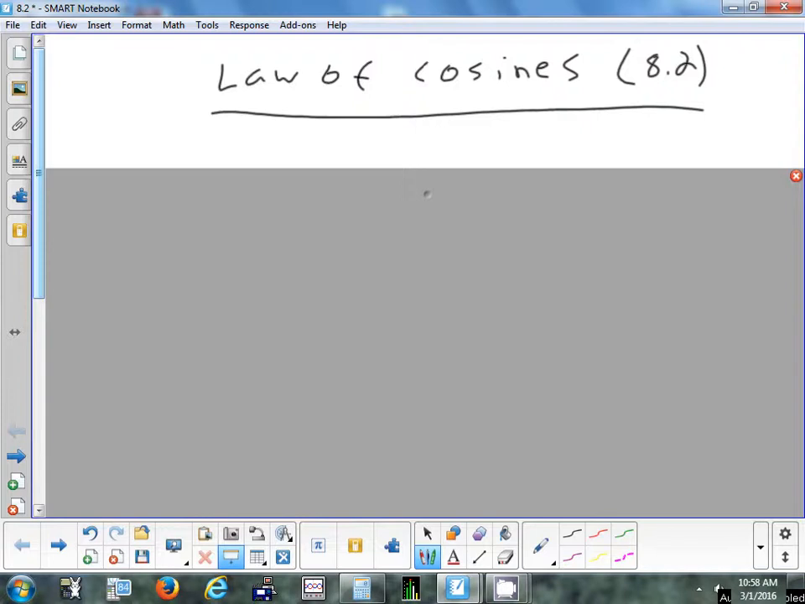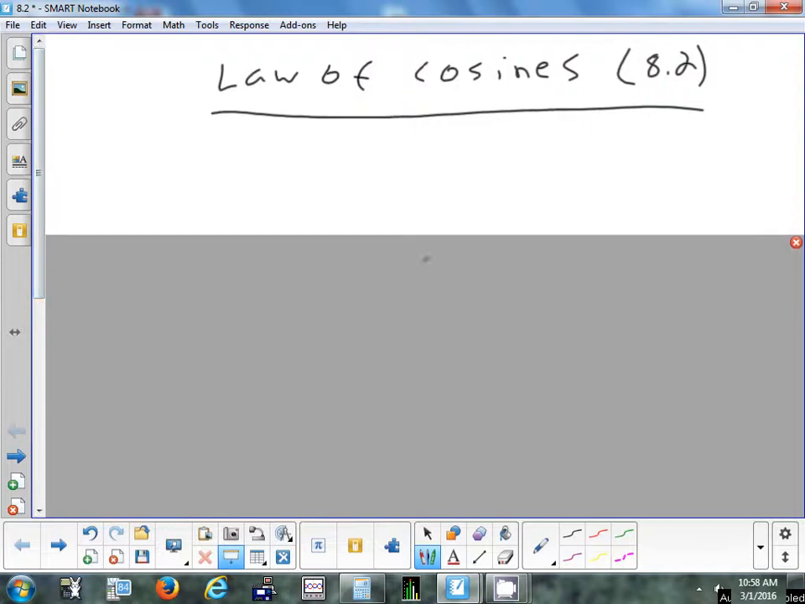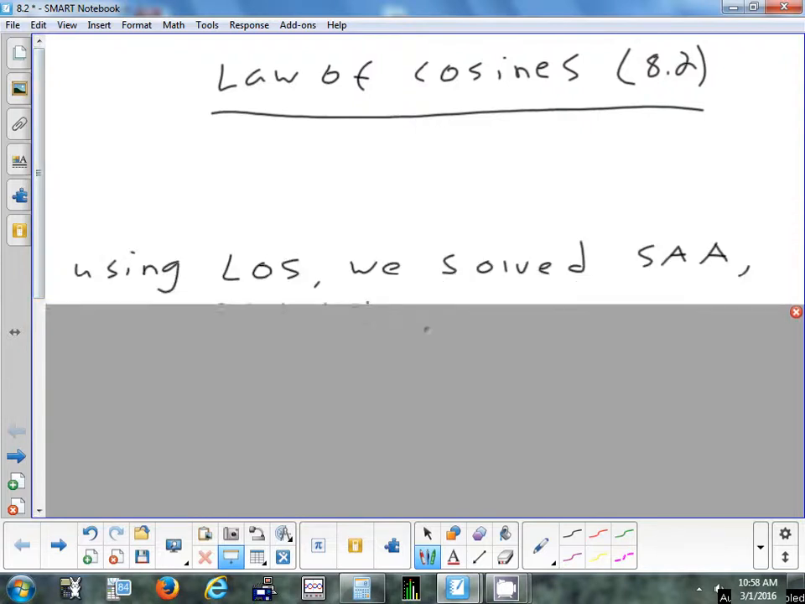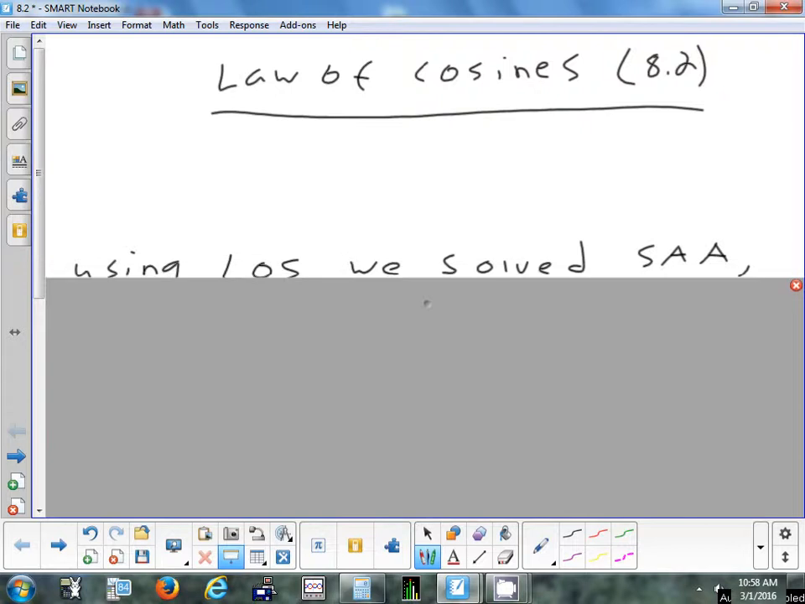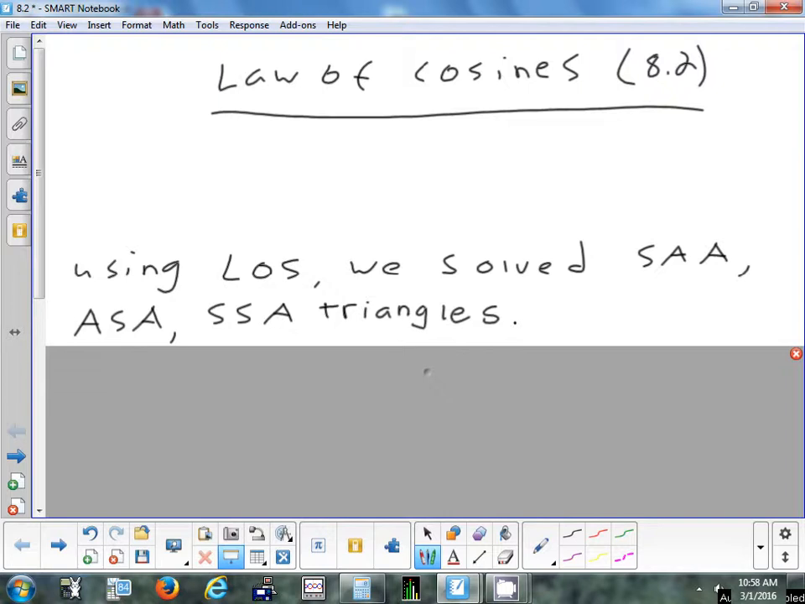Brian? I believe there was SSA and, I'm trying to think, is it ASA was one? Yep. And then SAA. Okay, so those were the 3 types that we solved, and by looking at the table, you had to have a row that was complete.